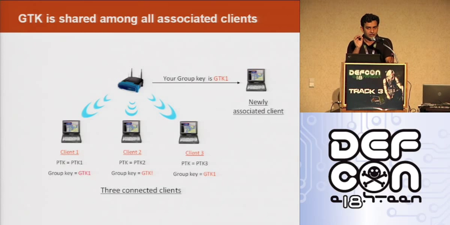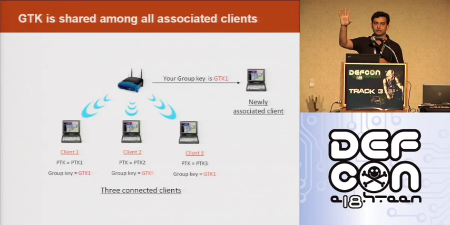Now, I said GTK is used to protect broadcast traffic or multicast traffic. So in a Wi-Fi network, if you have noticed, all broadcast traffic is basically sent by the access point, because the access point can talk to each and every client, okay? And this traffic is never sent by a client device, because whenever a client has to talk to another Wi-Fi client device, it first sends packets to the access point, okay?